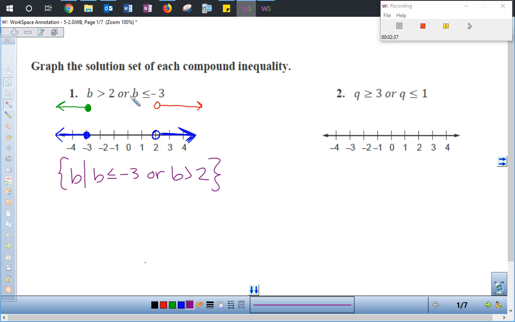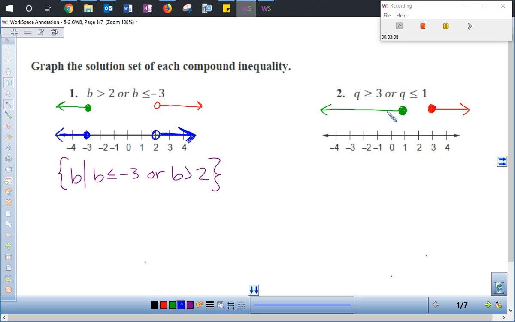Okay? On number 2, we have q is greater than or equal to 3 or q is less than or equal to 1. So we're going to start with our helper graphs. Every time we have to do our helper graphs. It's going to be very helpful here in just a little bit. So we'll have q is greater than or equal to 3. So here's 3. I'm going to go over it with a closed dot and an arrow going to the right. Q is less than or equal to 1, so here's 1. Go over it with a closed dot and an arrow going to the left.